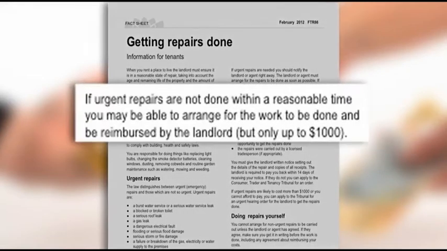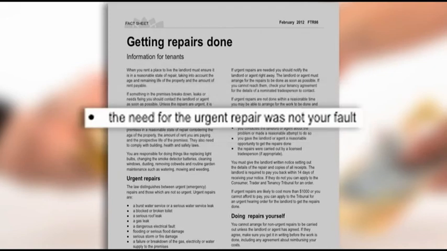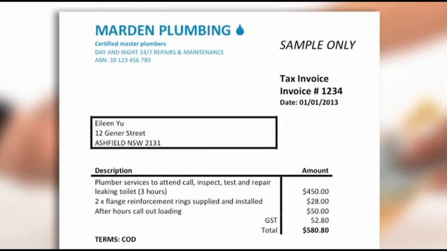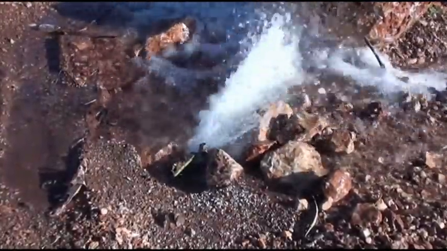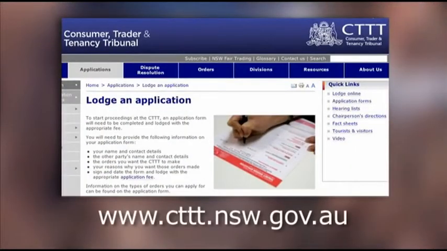If the job is less than $1,000, you did not cause the damage, you gave the landlord or agent a reasonable opportunity to fix the problem, you have a receipt and written report of the problem from a qualified tradesperson. If you can't afford to pay for the repairs yourself, you can apply to the Consumer, Trader and Tenancy Tribunal, CTTT, for an order for the landlord to fix the problem.